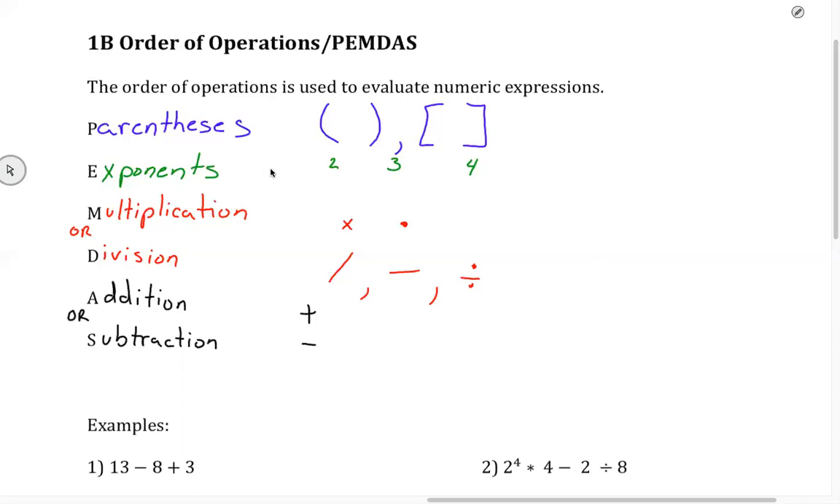So when we do number one, it says 13 minus 8 plus 3. And most kids will say, all right, well, let me look at the 8 plus 3, and then they'll do 13 minus 11 and they'll get 2. And that's not how we do this. Here, because the subtraction comes before addition, we're going to do the 13 minus 8 and we get 5. And then we do plus 3, and we get 8.